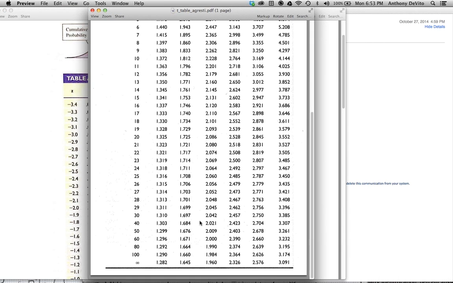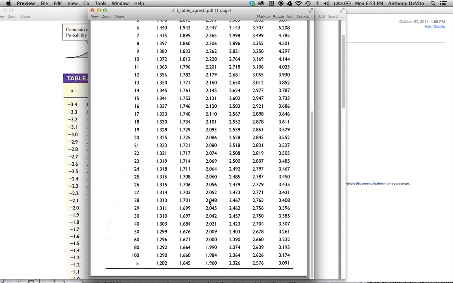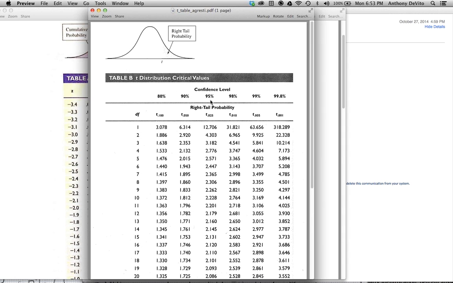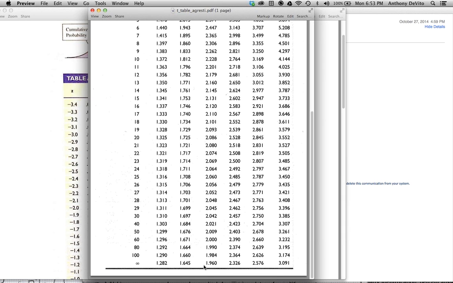And if I go all the way down to the bottom, down to infinity, you'll notice what it does. It does it for a 95% confidence interval. Right tail probability is equal to 2.5%, 0.025. That means the right tail is 2.5% and the left tail is 2.5%, so in between is 95%. Since it's symmetrical, a right tail probability of 2.5% is the same thing as a 95% confidence interval. So the score for an infinite sample size is 1.96.